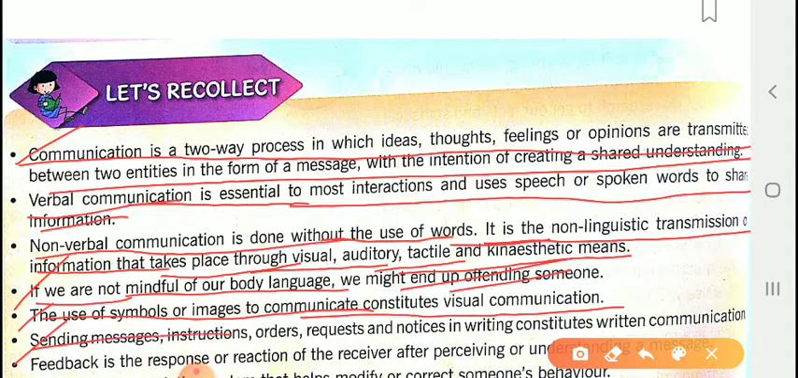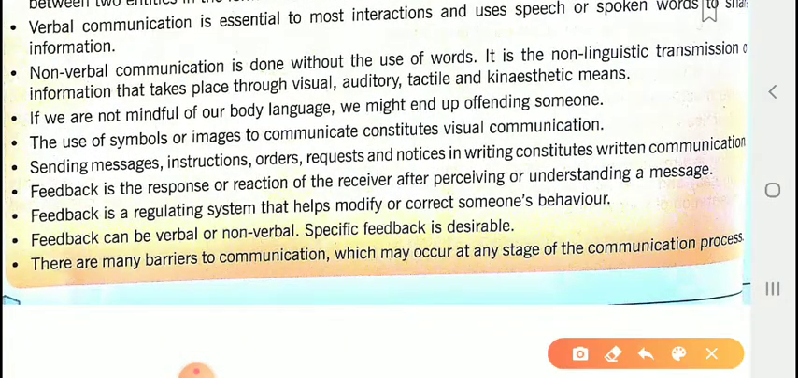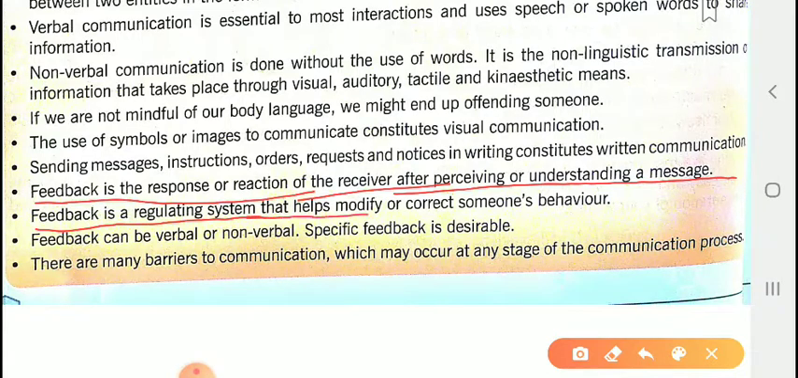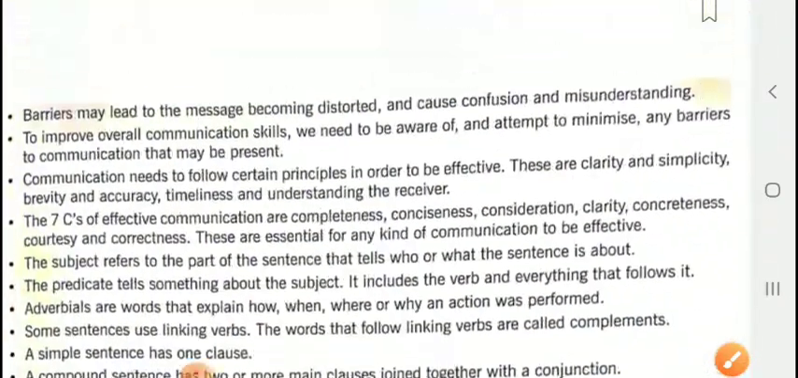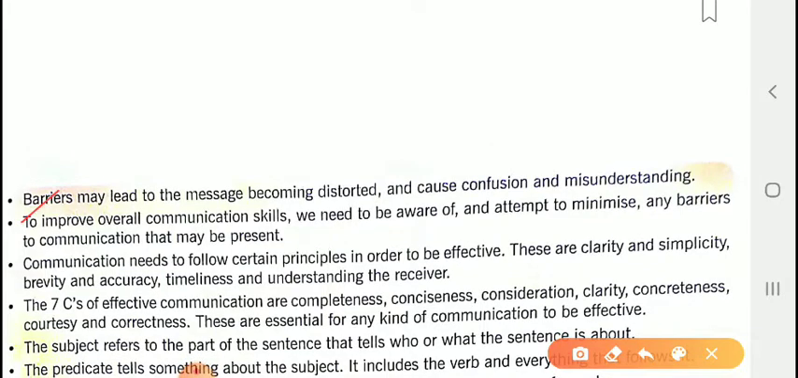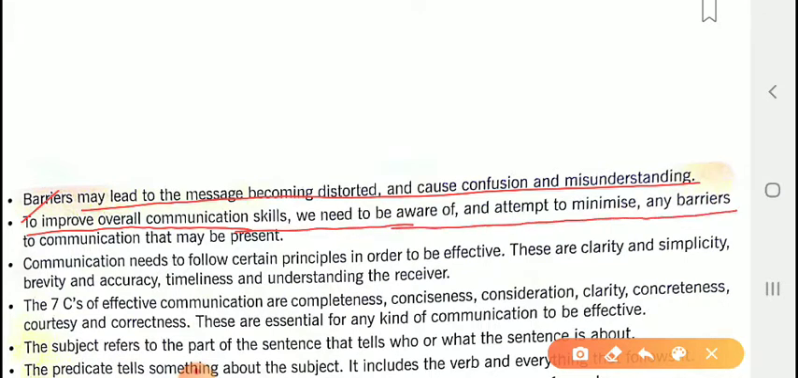Then sending messages, instructions, orders, requests and notices. What is feedback? Feedback is the response and reaction of the receiver after perceiving the message. Feedback is a regulating system that helps modify or correct someone's behavior. Feedback can be verbal or non-verbal, and specific feedback is desirable. There are many barriers to communication which may occur at any stage of communication. Barriers may lead to the message becoming distorted. To improve overall communication skill, we need to be aware of and attempt to minimize barriers.